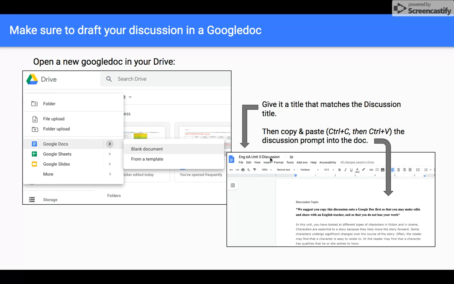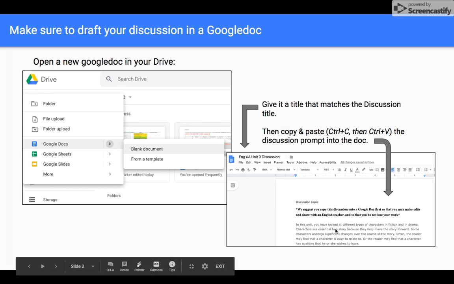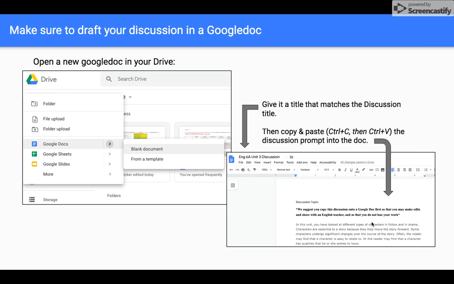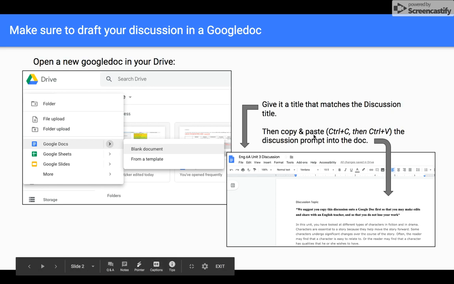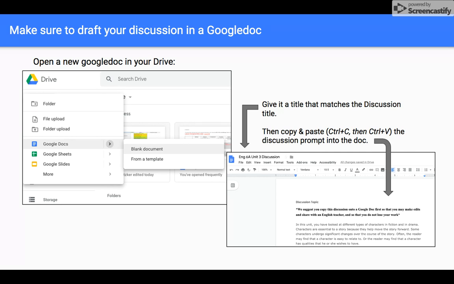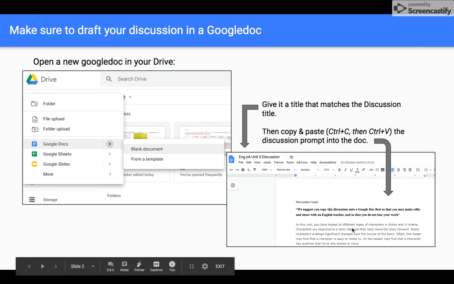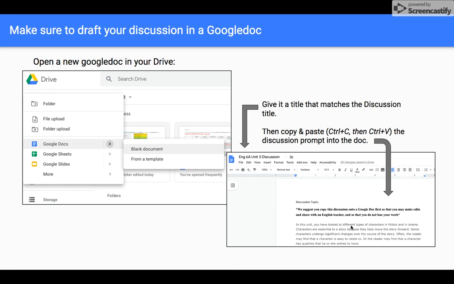You will type in the title of the discussion, English 6A Unit 3 discussion. That's simple enough. And then you'll copy and paste the discussion topic into the body of this document. So when you copy and paste something from the discussion, you highlight all the words, push Control-C, and then you'll go to your Google document and push Control-V, and that'll paste the whole thing that you highlighted into your Google document. And then underneath is where you're going to start writing your answer to the questions.